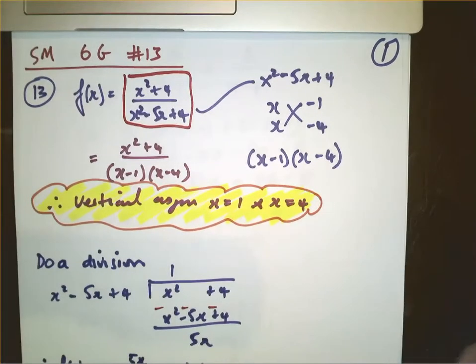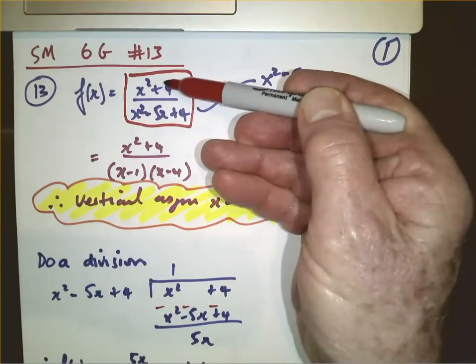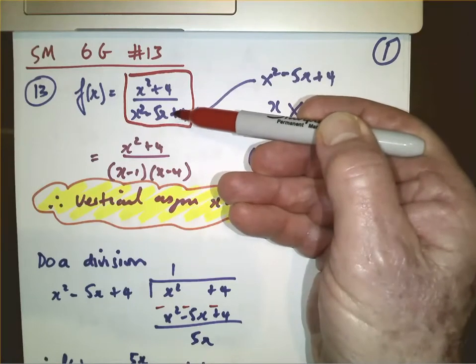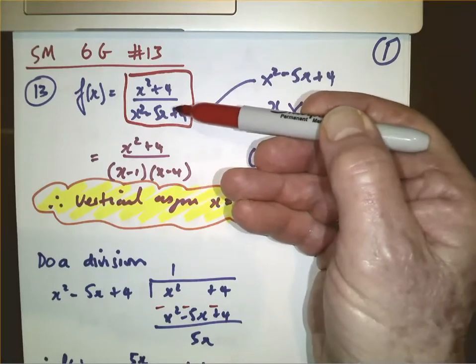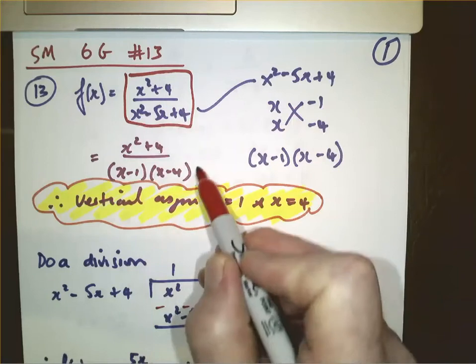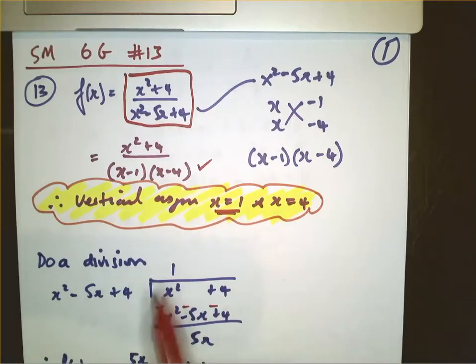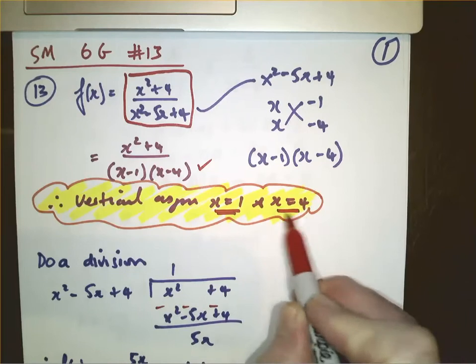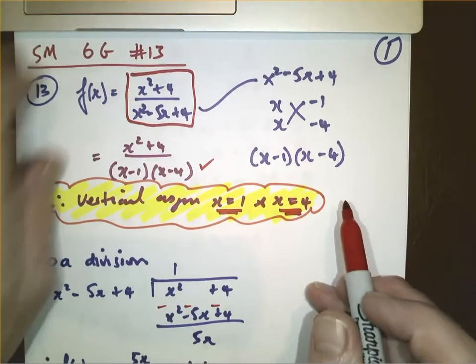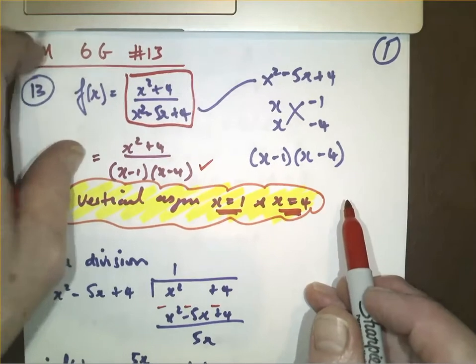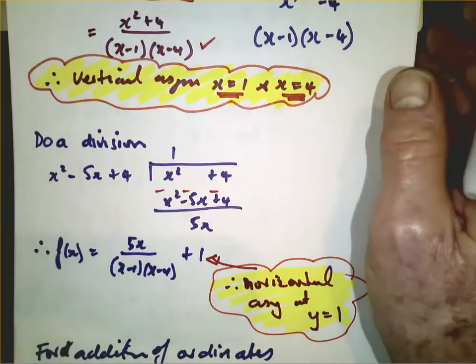rational function because I have one function, which is a parabola divided by another. To find the asymptotes, what I need to do is factorise the denominator into these two factors. Therefore, I'm going to have a vertical asymptote at x equals 1 and x equals 4. Then I need to do a division because I have a quadratic divided by a quadratic, so it's effectively an improper fraction. And I've done my division there.